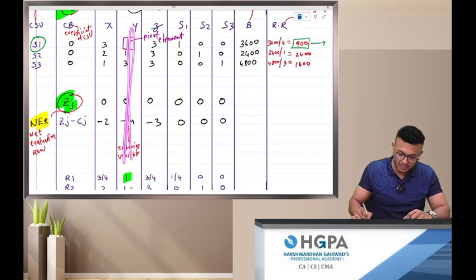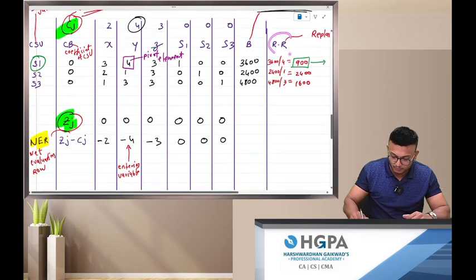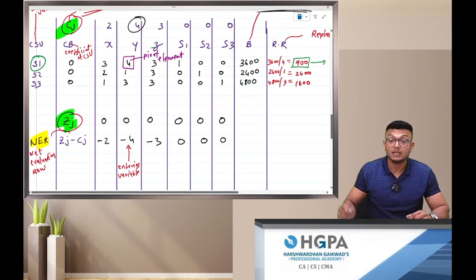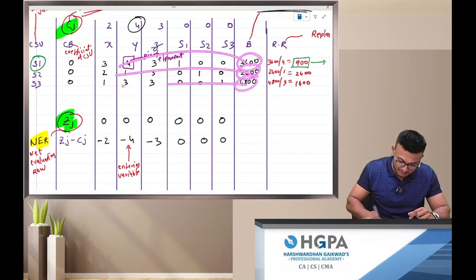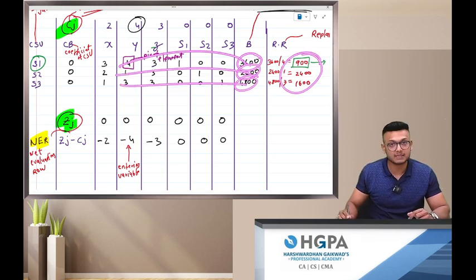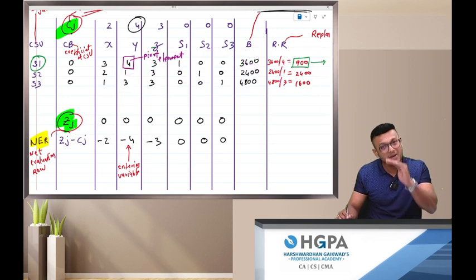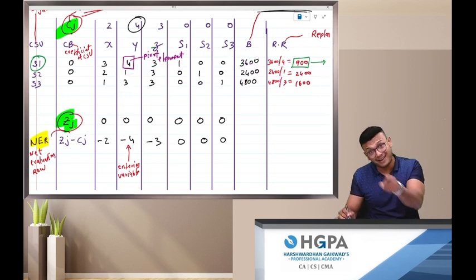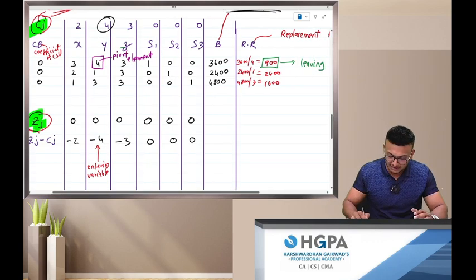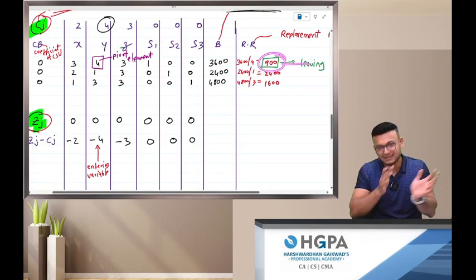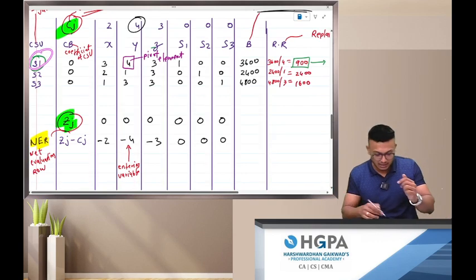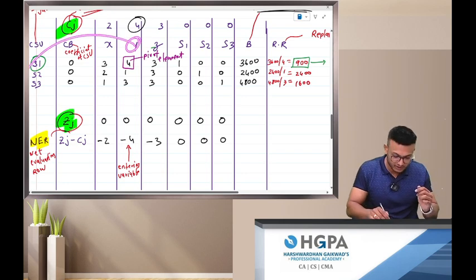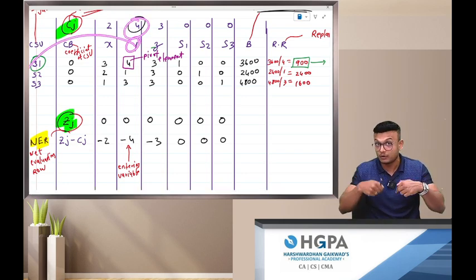The moment you do that, next step we will compute what? Replacement ratio. Now, for replacement ratio, you will divide this number by this, and this by this. You will get these 3 numbers. Out of that, you have to find the minimum non-negative number. That is positive. And that is the leaving variable. So this suggests that S1 will leave from the table and Y will enter with this number over here.